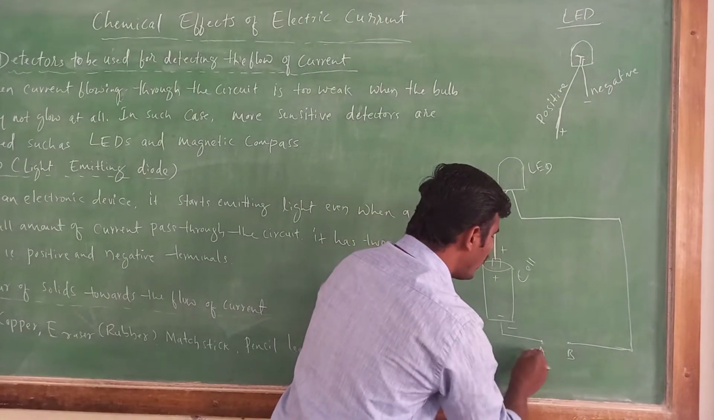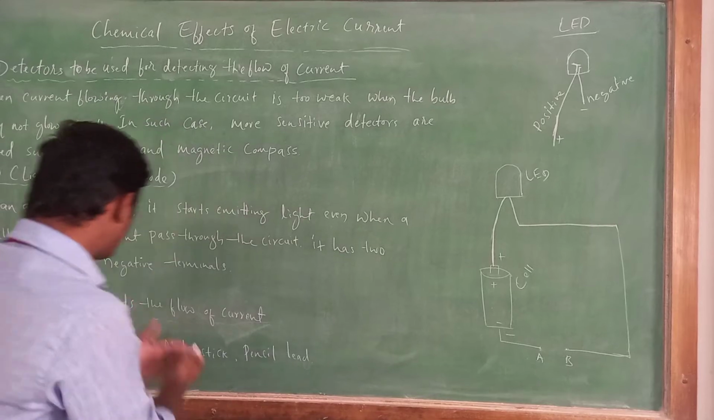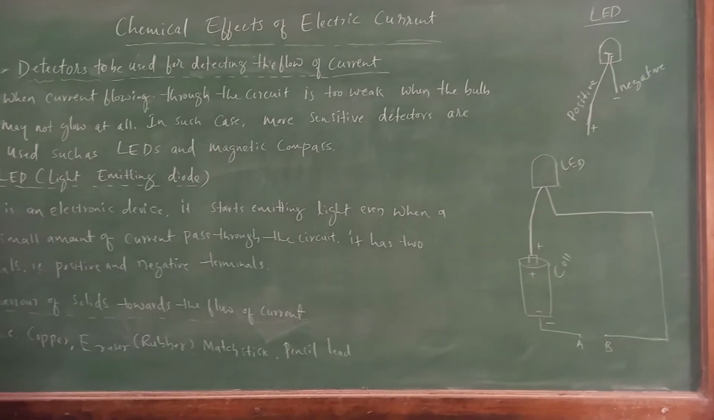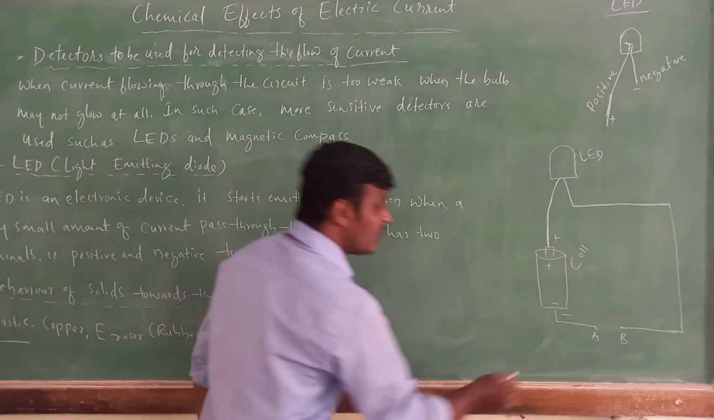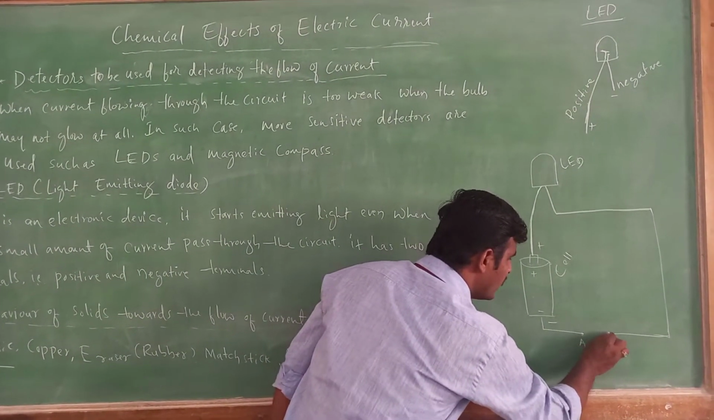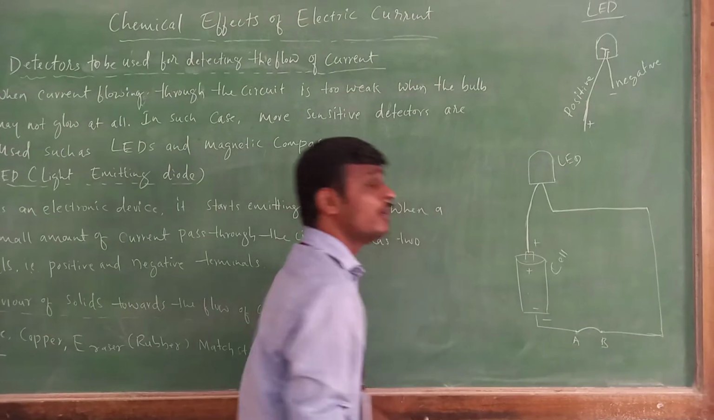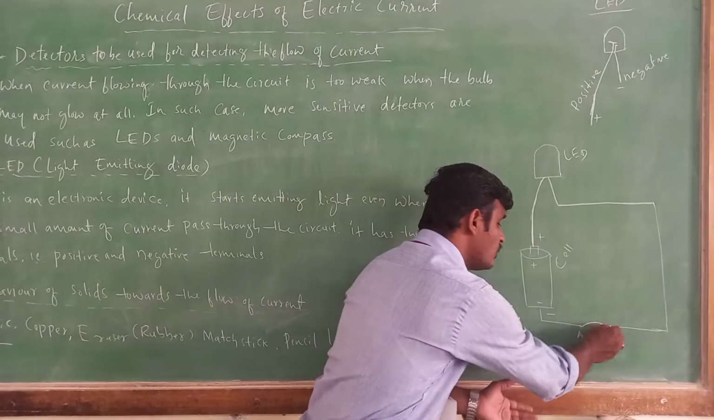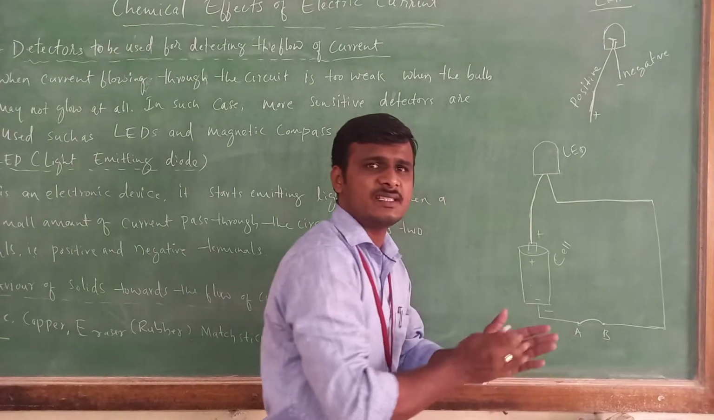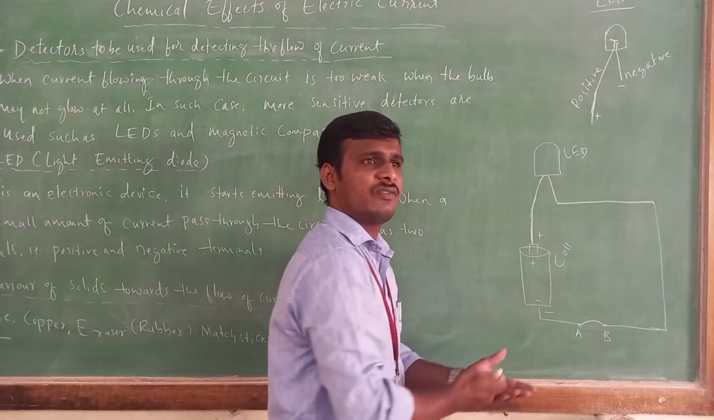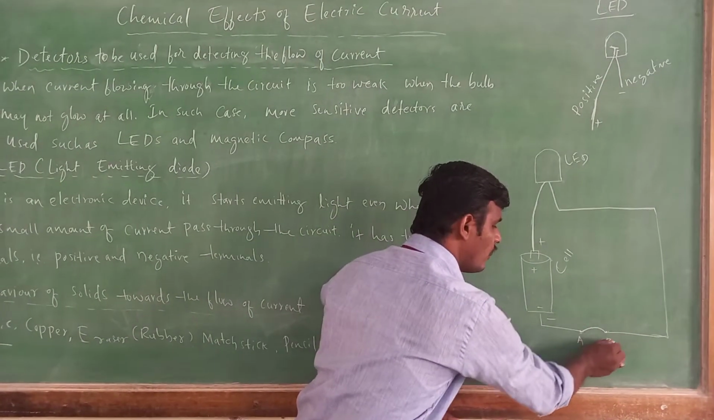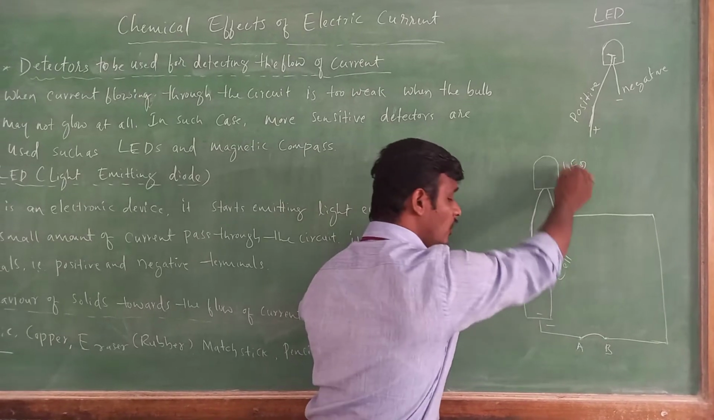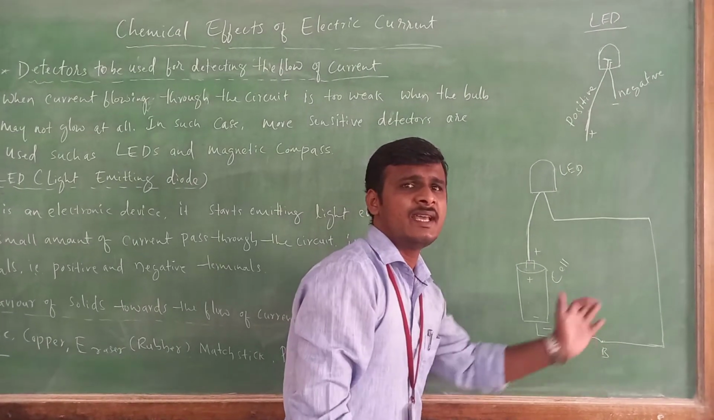So here in between point A and B, we are going to place some of the solids. Here they have given these solids, we will place them there. First, they have given the plastic. So we are placing the plastic between the point A and B. You know that plastic is an insulator, it will not conduct electricity. So there is no flow of electricity. Then what happens? The LED remains off. It will not glow. Why? Because the plastic is an insulator.